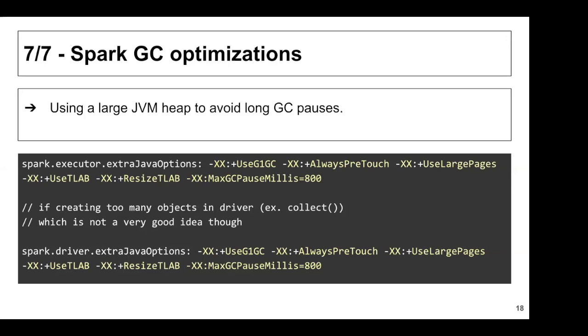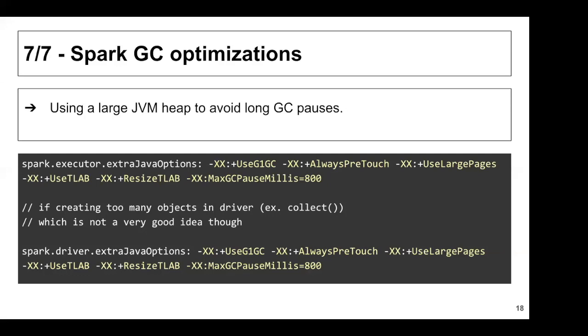And we can use some large memory pages. We can use TLABs. TLAB is a thread local allocation buffer. And we have the option to resize the TLAB as well. And we can set a soft goal. We can give a soft goal to the JVM using the max garbage collection pause milliseconds. It's a very soft target. The JVM won't guarantee that it's going to achieve it, but it will try its best to achieve this goal.